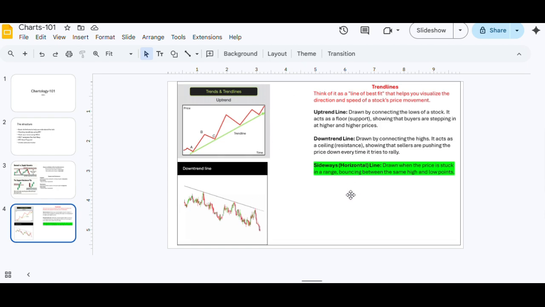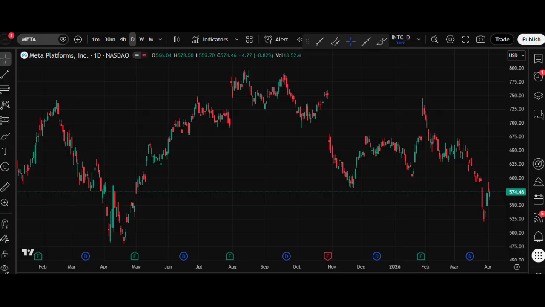Additionally, there's the most important trend line that I personally like, and that's what determines my trades, especially whenever I'm taking the Qs and the S&Ps. It is the sideways horizontal line, which is drawn when the price is stuck in a range, bouncing between the same highs and low points.